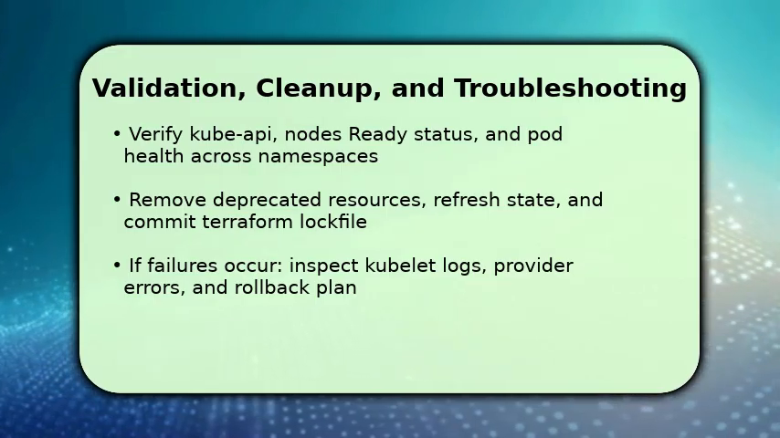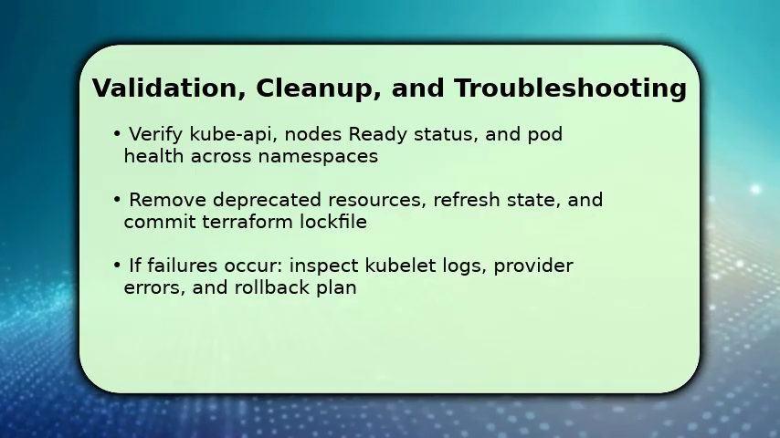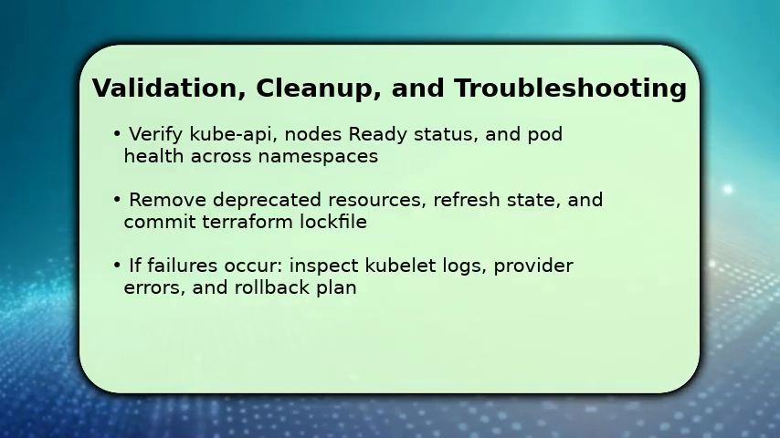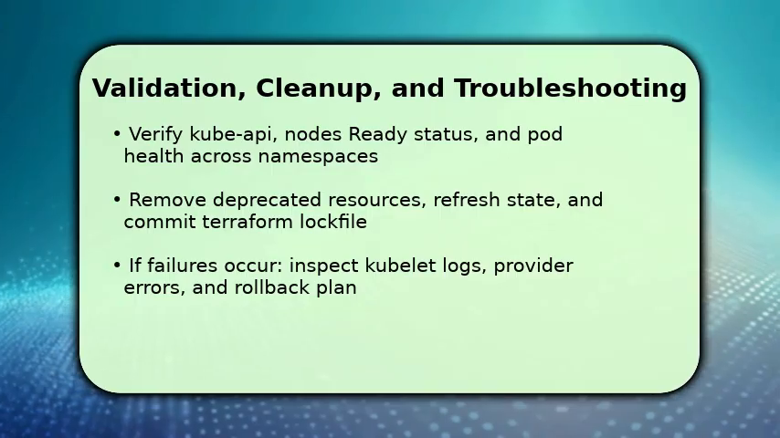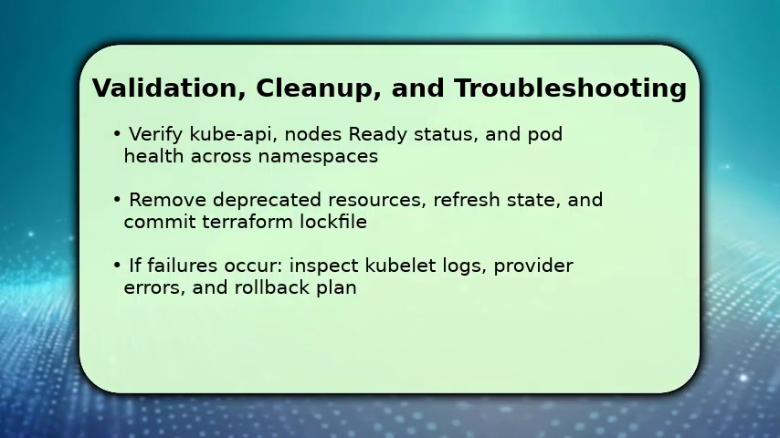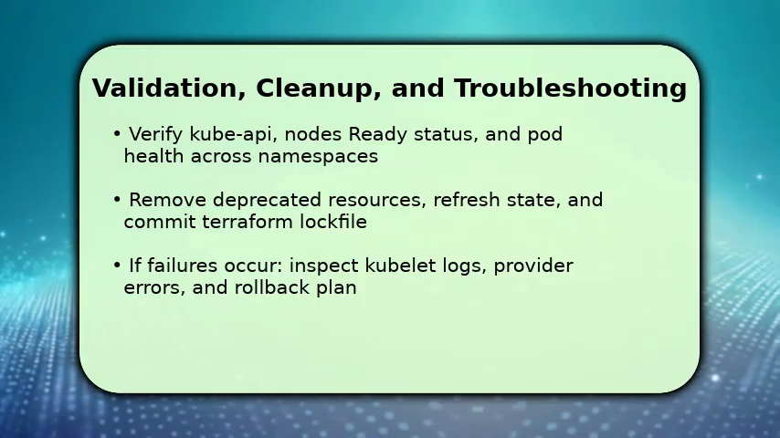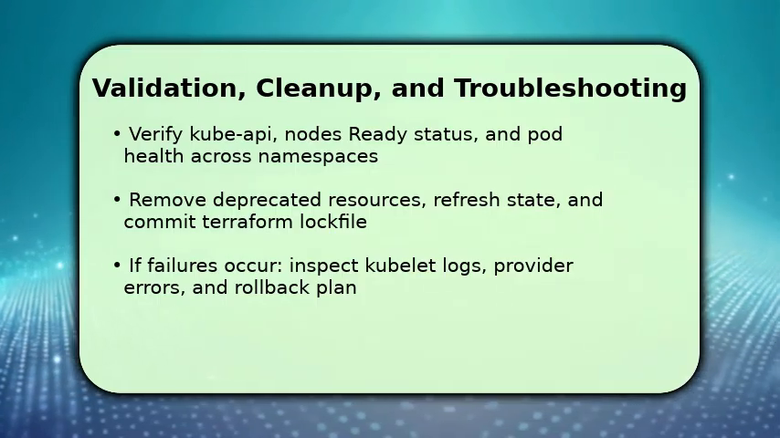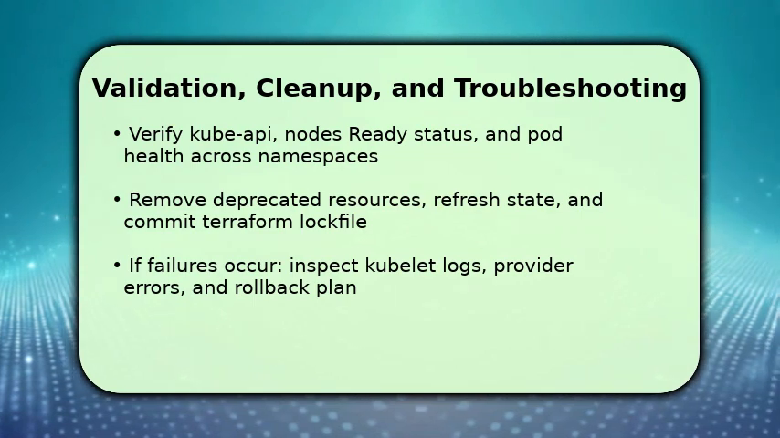If something goes wrong, prioritize pod logs and kubelet output on the failing node, then inspect Terraform error messages. These tell you whether it's an AWS API limitation, AMI mismatch, or CNI incompatibility. If needed, revert to your saved state and reapply fixes.